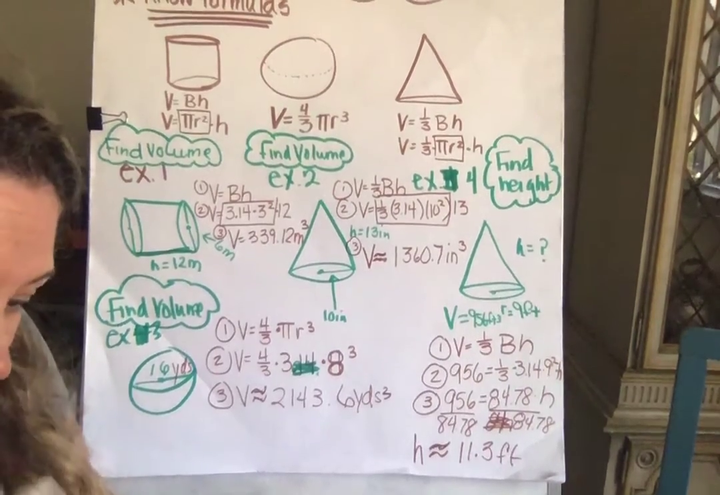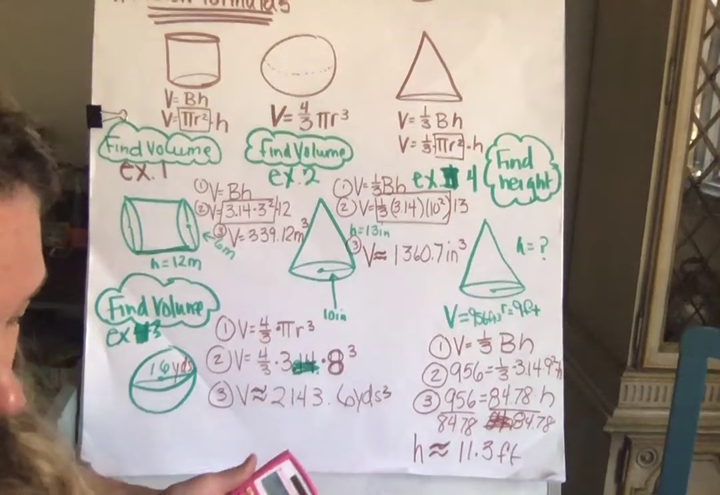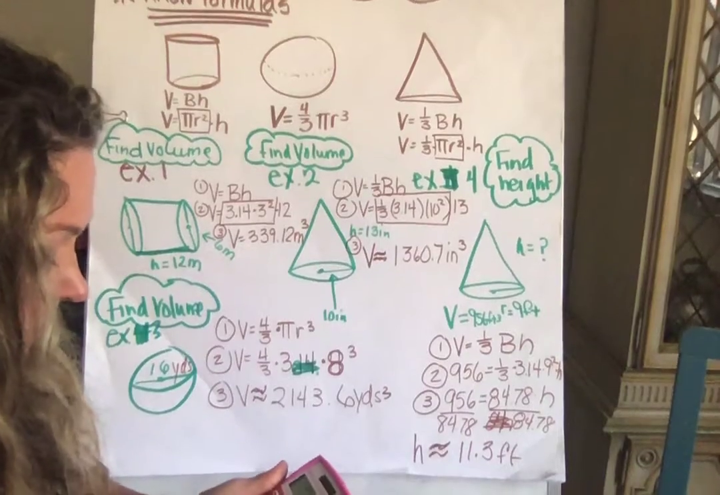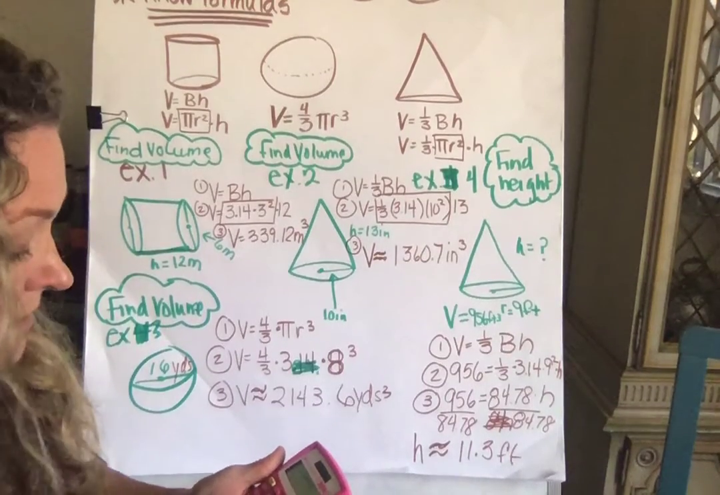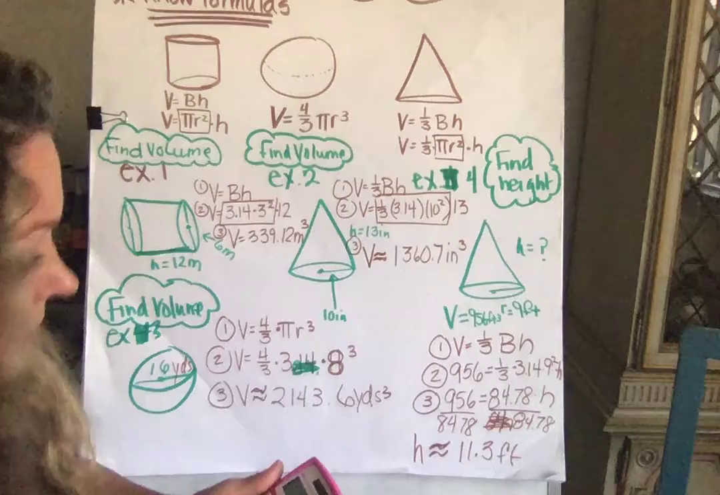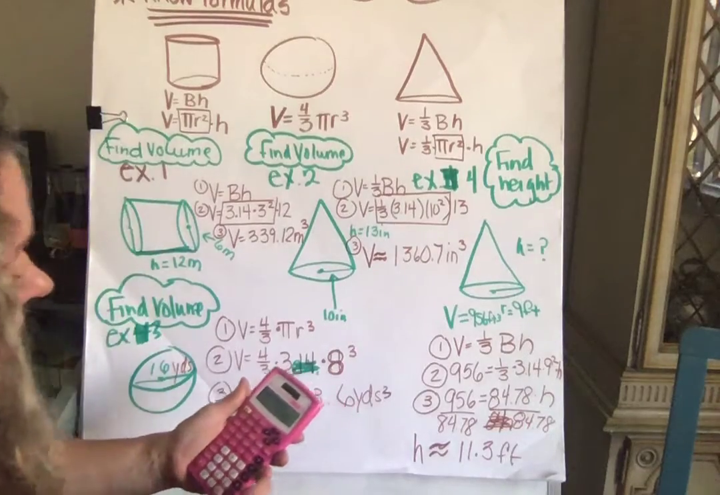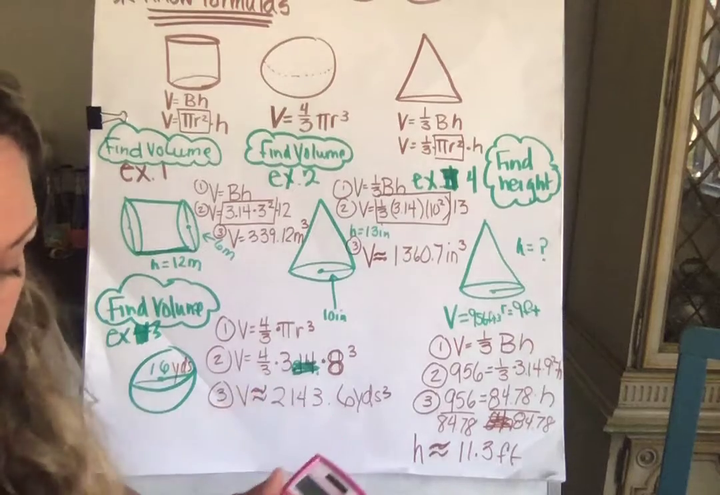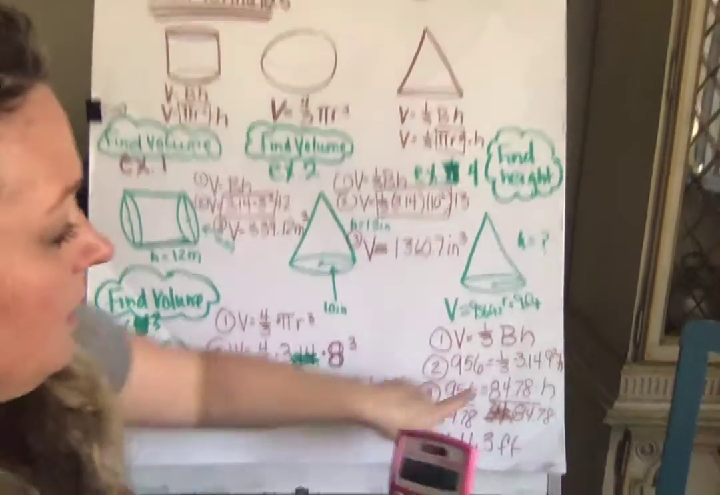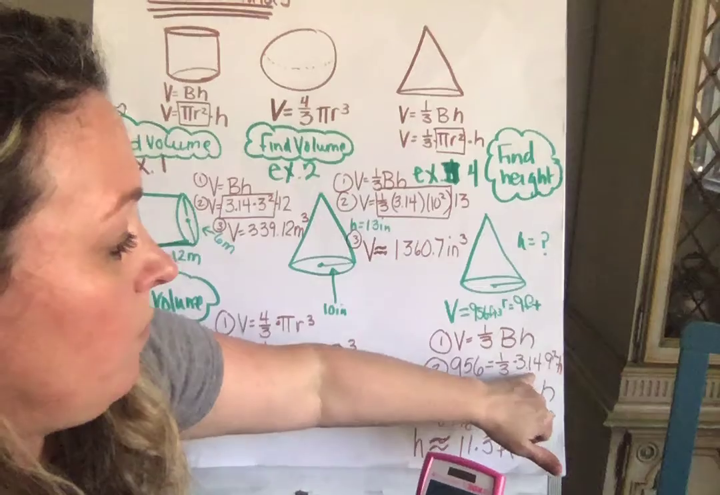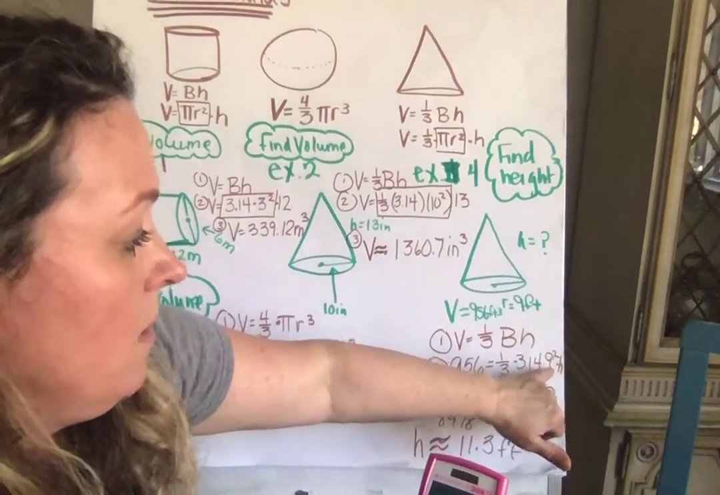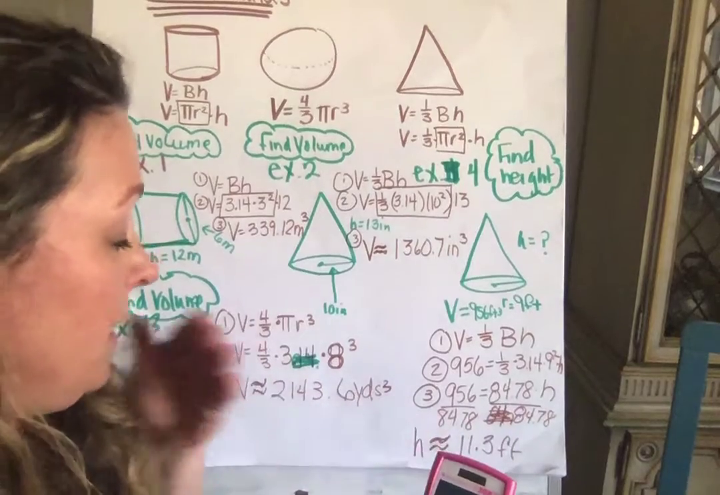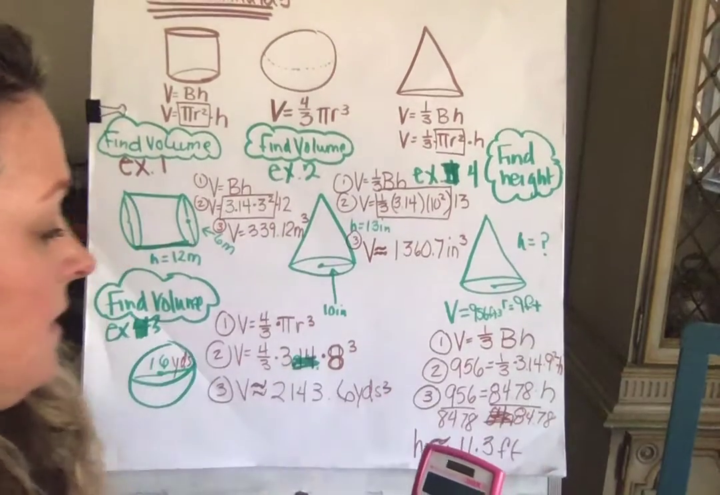All right, let me check the answer on this one. I want to make sure I did it the same. That's pi r squared times height, and I did 3.14 times 9 times 9. Oh, that's where I made my mistake. Oh, no, I didn't. Divide by 3. Yep, okay. Here, I multiplied 1 times 3.14 times 9 squared. I got 84.78. I divided both sides by 84.78 to isolate the variable.